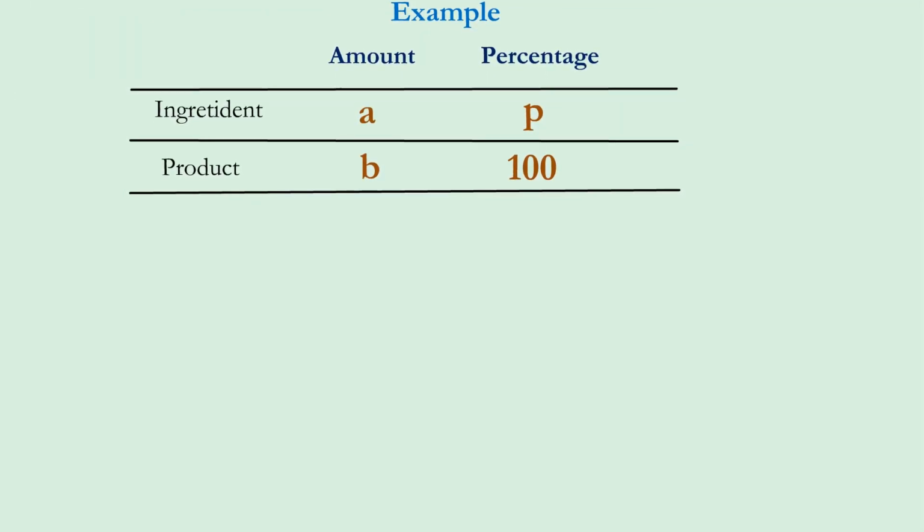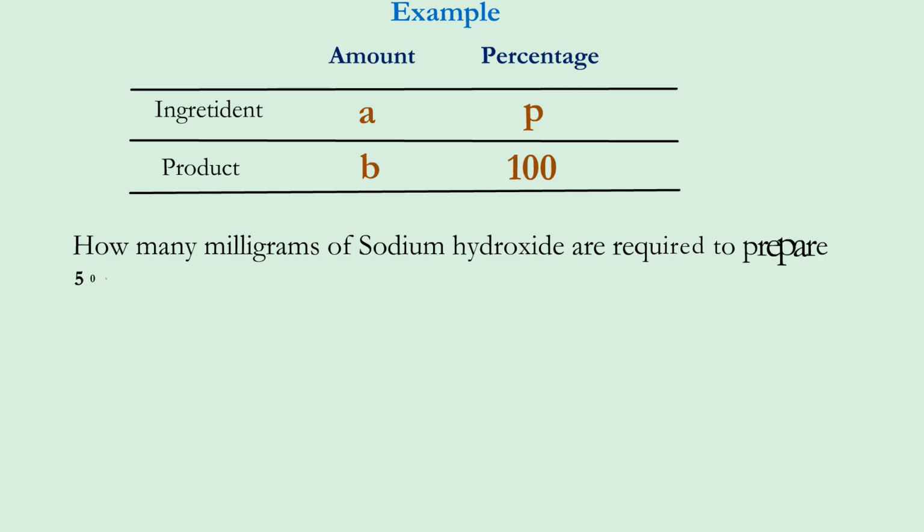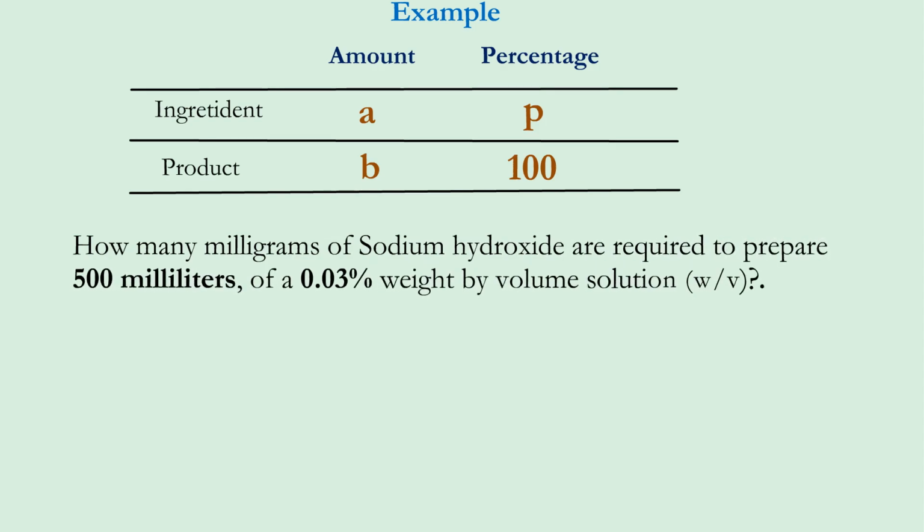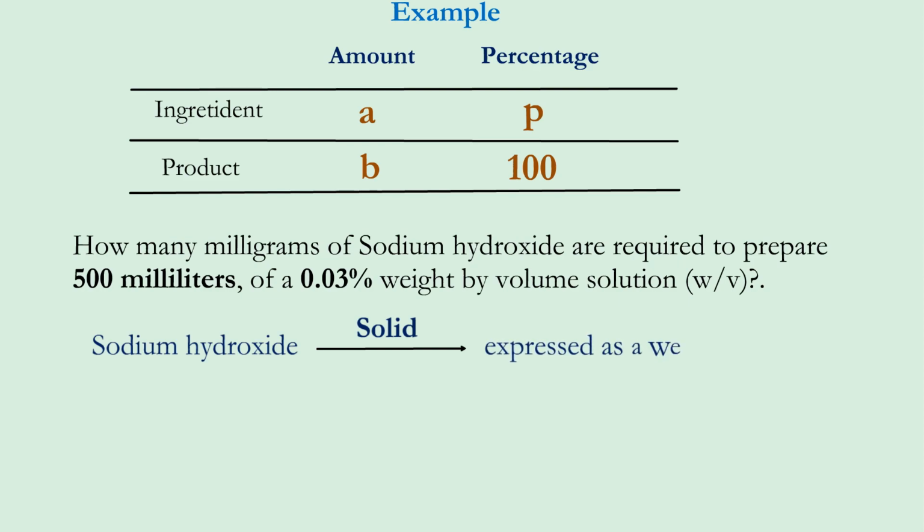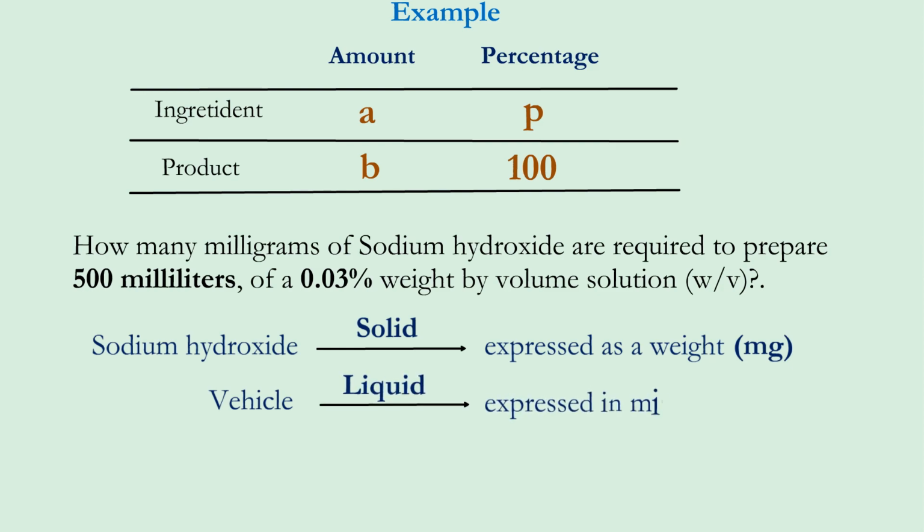Now let us see an example. How many milligrams of sodium hydroxide are required to prepare 500 milliliters of a 0.03% weight by volume solution? Sodium hydroxide is a solid, and is expressed as a weight, in this case milligrams. The vehicle is a liquid, and is expressed in milliliters.